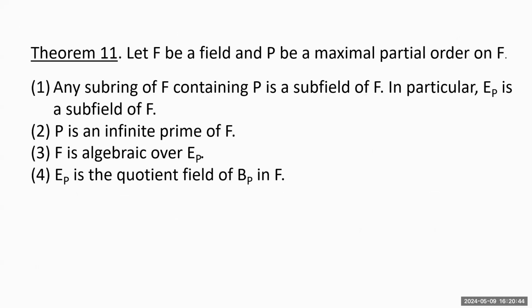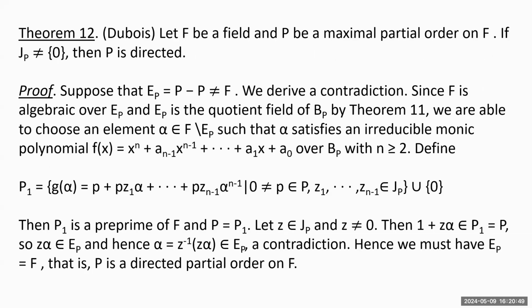It's a quotient field of B sub P. Then we can pick up an irreducible monic polynomial for alpha over B sub P. Just like if we have a polynomial irreducible over Q, then we can make it another irreducible polynomial over Z. So basically that will be the same.